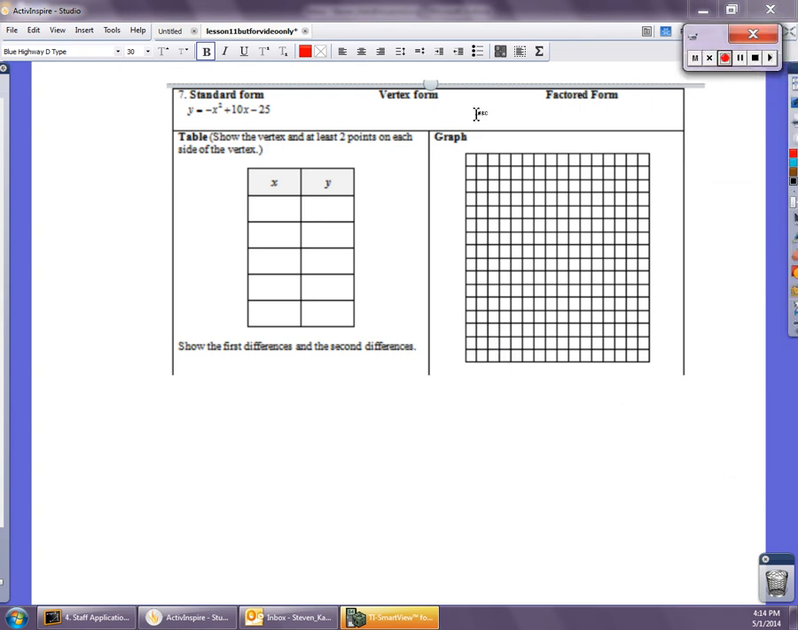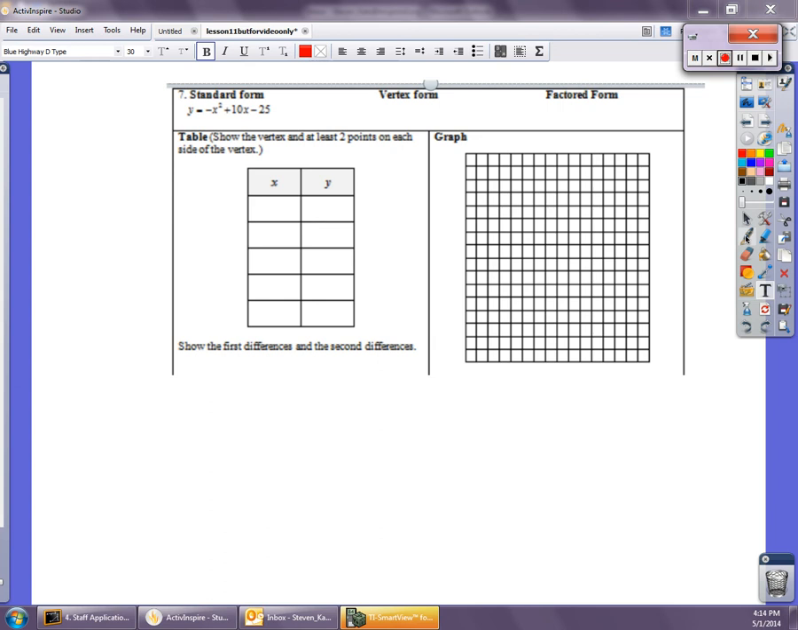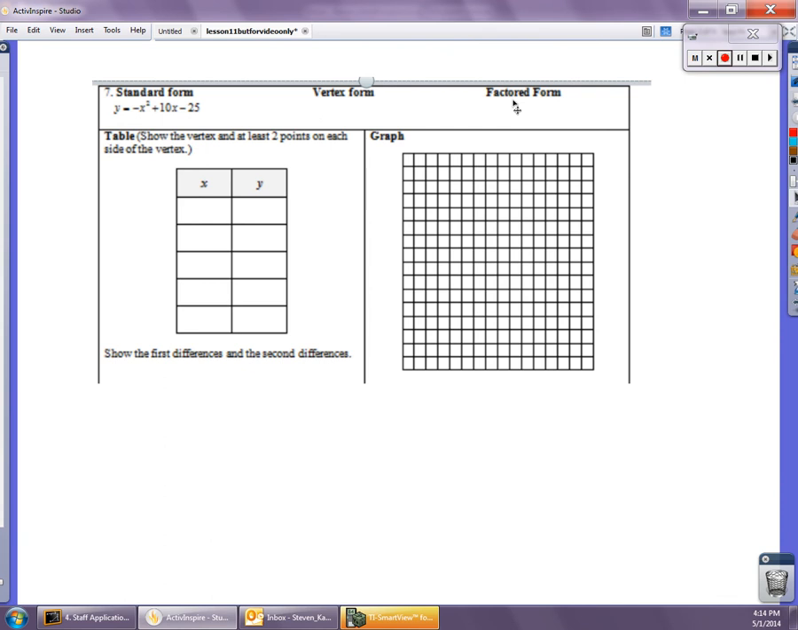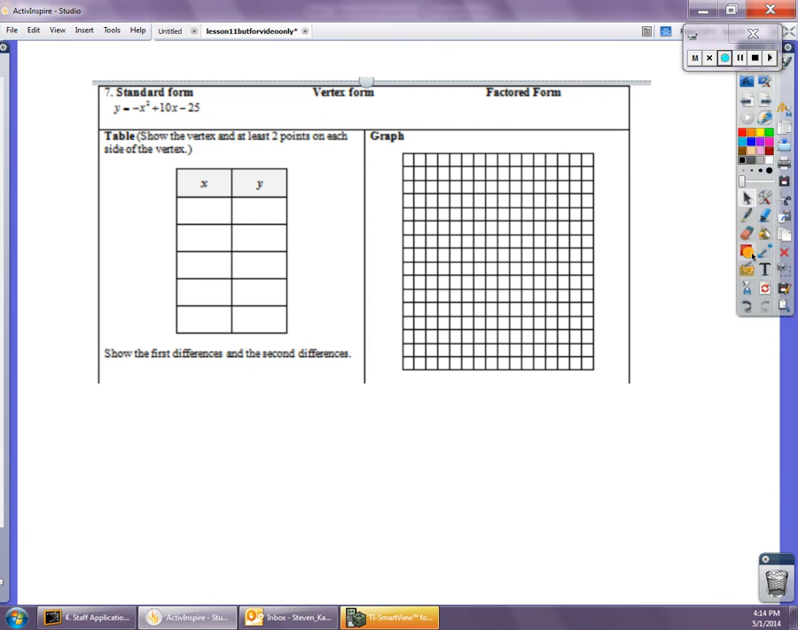This one gives you a formula already in standard form, and it asks you to put it in vertex form and then also again in factored form. It asks you to show a table and then graph it. So it's in standard form already. So I can put it in vertex form by going ahead and finding the vertex.